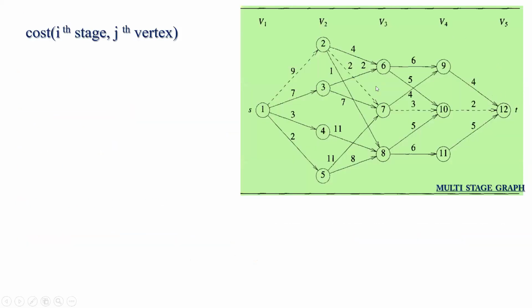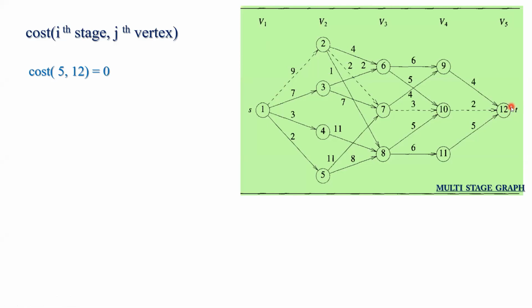Then we'll have this multi-stage graph, and we'll have some conventions of use. This is cost of ith stage, jth vertex. For example, if I write cost of 5, 12, what do we mean by that? The first parameter is the stage number. The second parameter is the vertex number. So cost of 5, 12 means the cost of the 12th vertex at stage number 5. The cost of the 12th vertex at the 5th stage, which is V5.